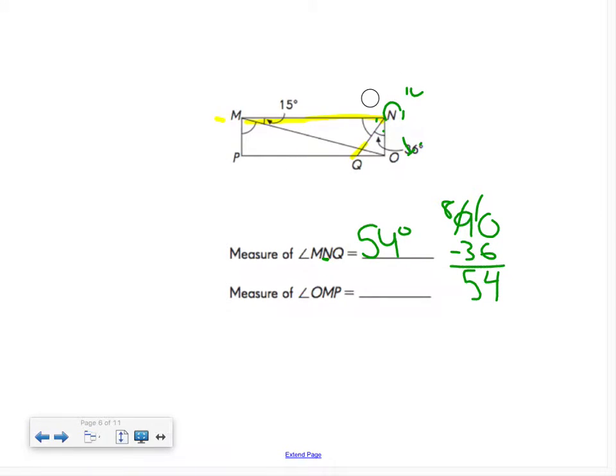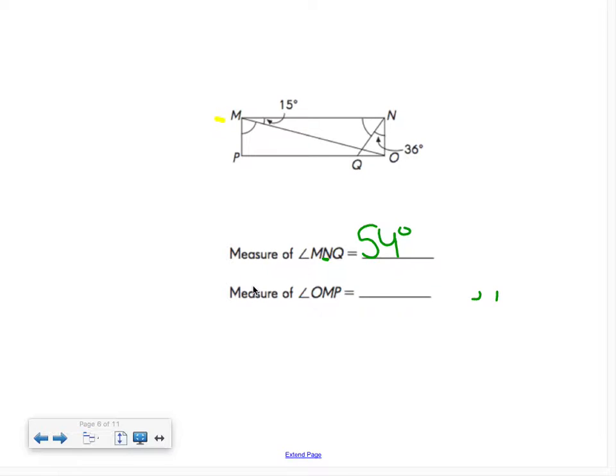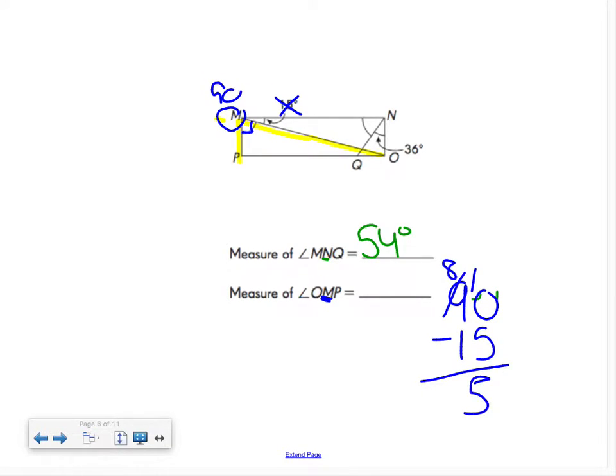Now I'm going to erase my work so that way it's not confusing when you look at it. And I'm now going to do the next section, which says OMP. So O to M to P. Once again, my M is in the middle, so I am looking at this angle. Well, I know the whole thing is 90 because it's a rectangle, and I know that I have 15, so I need to get rid of that. So I'm going to do 90 minus 15, and I'm going to get 75 degrees, okay?